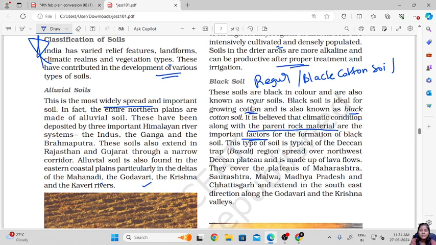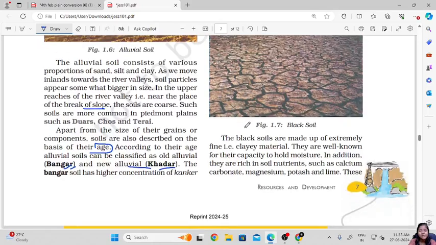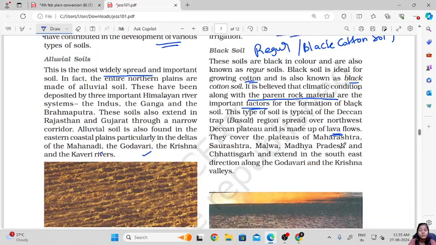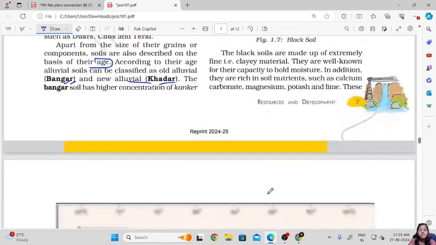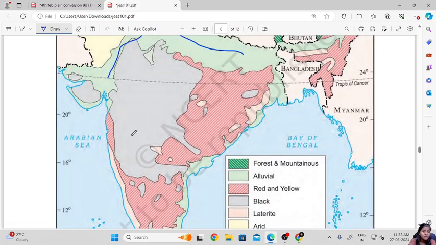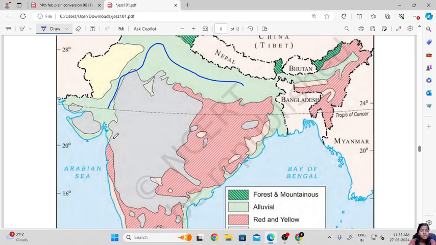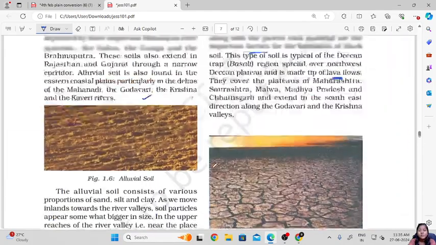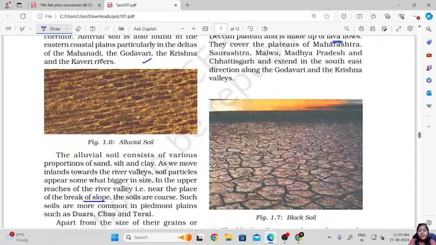This type of soil is typical of the Deccan Trap region, spread over the northwest Deccan Plateau and made up of lava flows. So they cover the plateaus. If you see over here, it covers the plateaus of Maharashtra, Malwa, Madhya Pradesh and Chhattisgarh, and it extends in the southeast direction along the Godavari and the Krishna valleys.